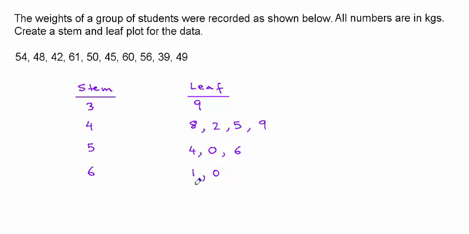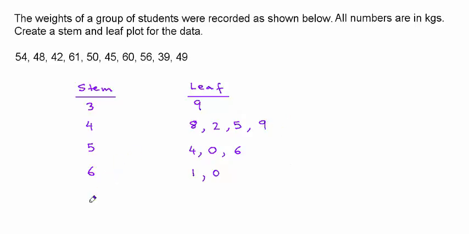And by looking at the leaf side, we can see that the most number of weights are in the 40s. We have 4 of them, followed by the 50s, and then the 60s, and there's only one weight in the 30s. And then how are you going to make somebody understand that this number, for example, 4 here and this 2 here, actually means the weight 42? Somebody who is looking at your stem and leaf plot.